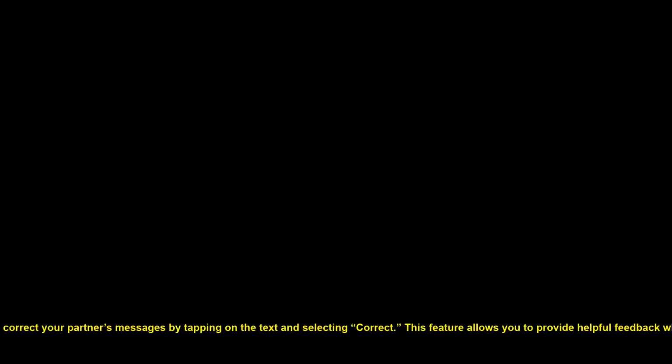To make conversations easier, utilize the translation feature within the chat. Highlight the text you want to translate, then select the translate option. This will help you understand messages in a foreign language more clearly. You can also correct your partner's messages by tapping on the text and selecting correct. This feature allows you to provide helpful feedback.